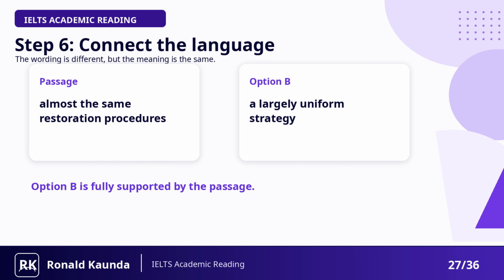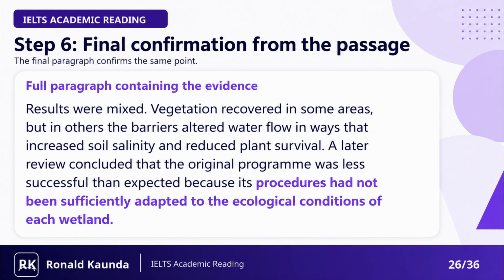Let us connect the language. In the passage, you find the words almost the same restoration procedures. Option B says a largely uniform strategy. These phrases express the same idea. The final sentence provides further confirmation. It says this: its procedures had not been sufficiently adapted to the ecological conditions of each wetland. In other words, the program used similar procedures in environments that required different approaches. Option B is therefore fully supported by the passage.